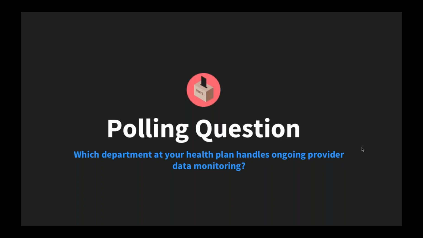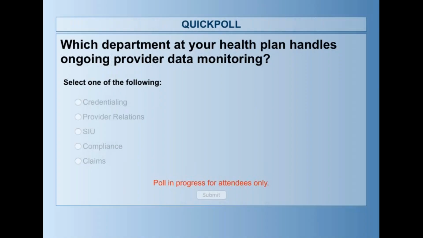So again, our 3rd out of 4th poll question, just to keep you all engaged as y'all are here today, is which department at your health plan handles ongoing provider network monitoring, right? This is something that we're going to talk about pretty specifically as we go in, being what some people would consider an SIU function, but there's a lot of functions that don't consider this part of SIU. Some of them consider it a compliance function, some of them consider it a credentialing function, some consider it a function of provider relations, and certainly a few of them consider it a claims function as well.